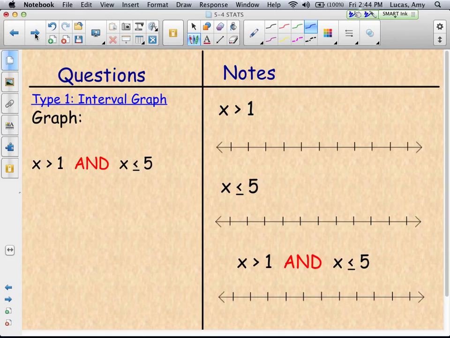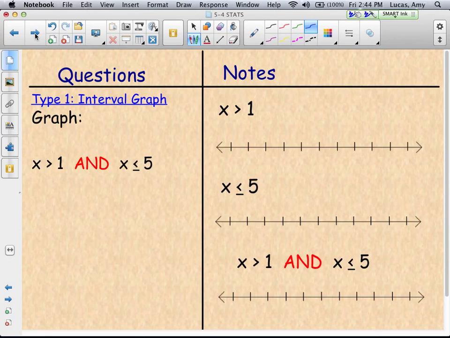Okay, now we're going to shift away from those real world examples and work with some inequalities and some number line graphs. This one says type 1. Type 1 is an interval graph.